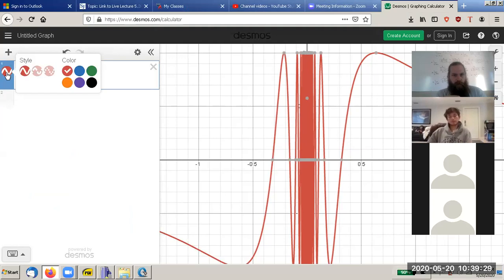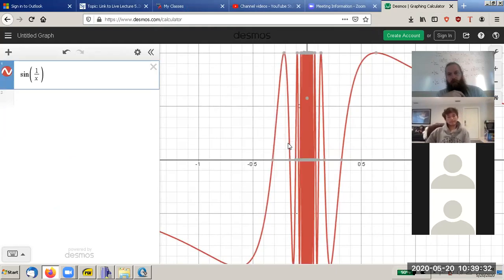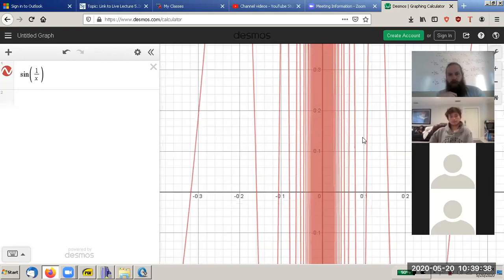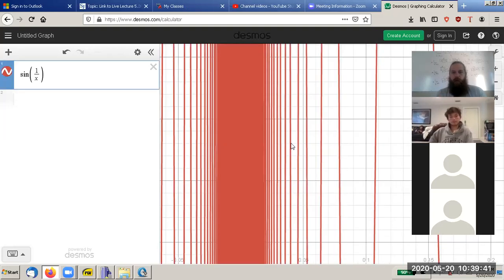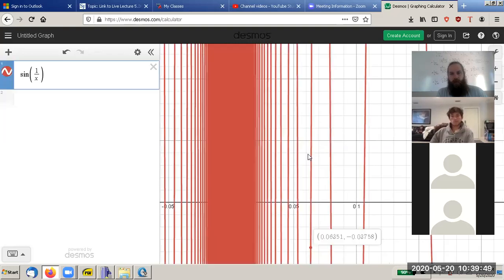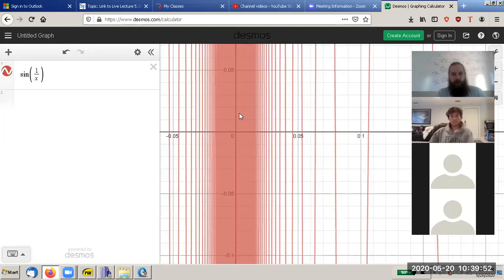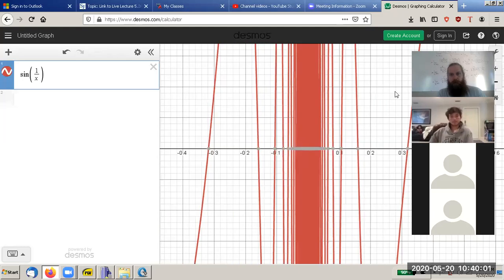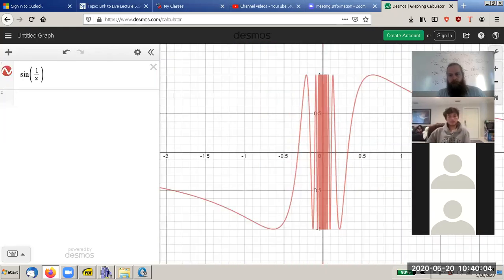If you zoom in here, you'll see that these lines get more and more dense. So can anybody tell me what this thing is doing near zero? It looks like it's just taking up this whole space, right? It doesn't look like this function is approaching any one particular value as x gets closer and closer to zero. There's all these values. It's all over the place. It's just bouncing back and forth really, really fast. So the sine of 1 over x term acts really weird.